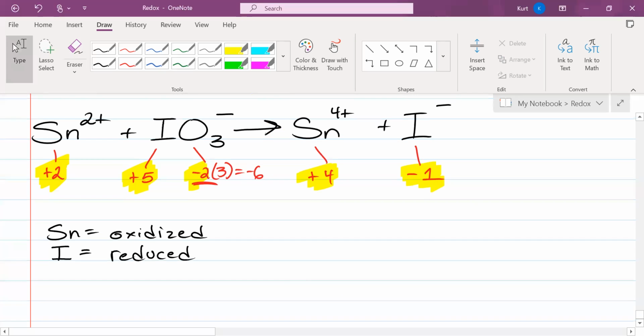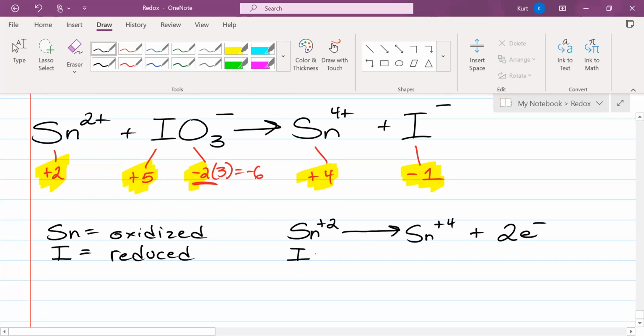Okay, so let's do our oxidation half reaction first. We have Sn2+ becoming Sn4+, which means it lost 2 electrons. Lost electrons are indicated as products. And then we have iodine with a +5 oxidation number. It is going to gain 6 electrons to become iodide with an oxidation number of -1. This is clearly not balanced. We need to get that 2 electrons here bumped up to 6.